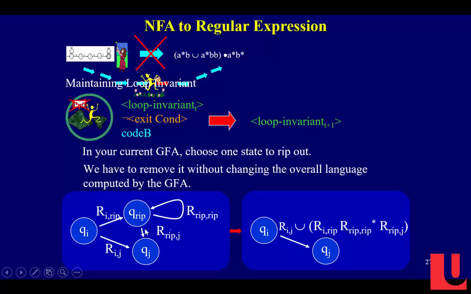And so what is this equivalent to? How do I get from here to there? Well, I could go directly, so I get the regular expression that goes from I to J, and that's one bit. Or, and here the union is an or.